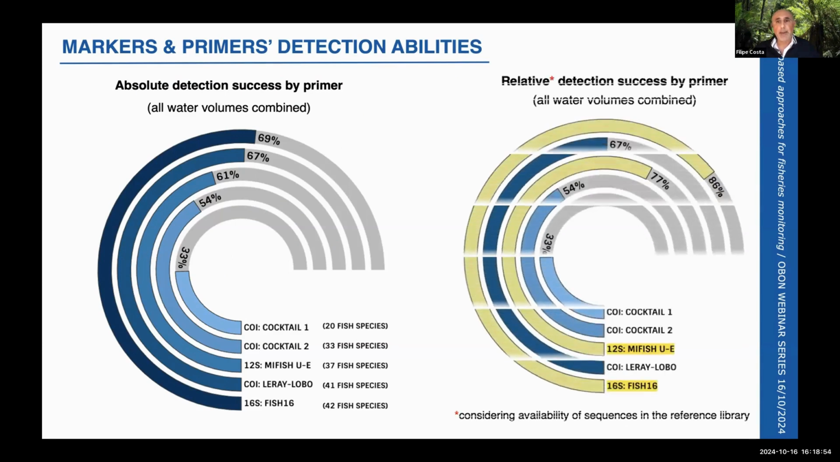But in fact, some of the species in the aquarium tank did not have their sequences in the reference library. So if we look at it in relative terms, compared to the available reference sequences for different markers, the percentage of success improves to 86% in 16S and 77% in 12S. Still, we are quite a bit below the 100% that would be the optimal finding.